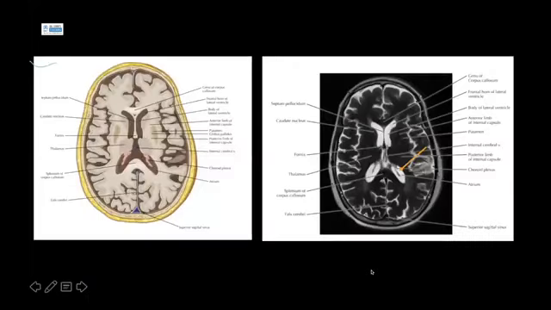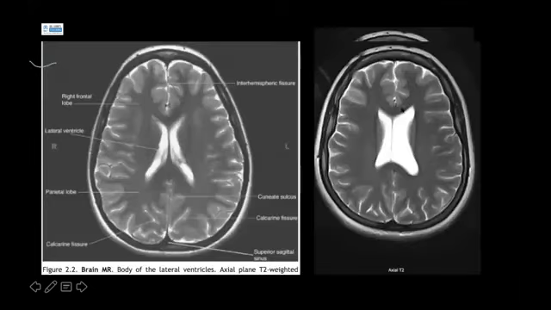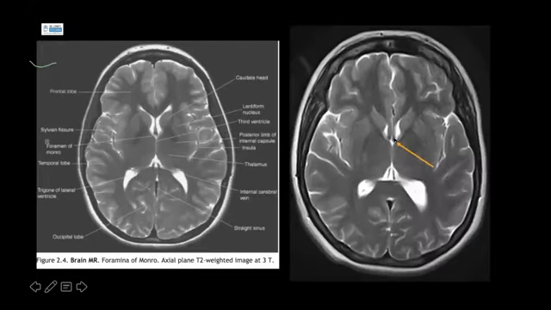So we're now going to look at this flow of CSF on an MRI image. This first image really is just to show you the choroid plexus here, which lies in the atrium of the lateral ventricles. So these are the lateral ventricles. And then we're coming down into the foramen of Monro, which are these tiny slit-like foramina here.